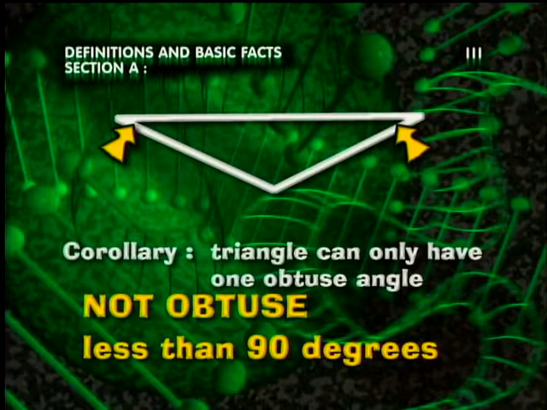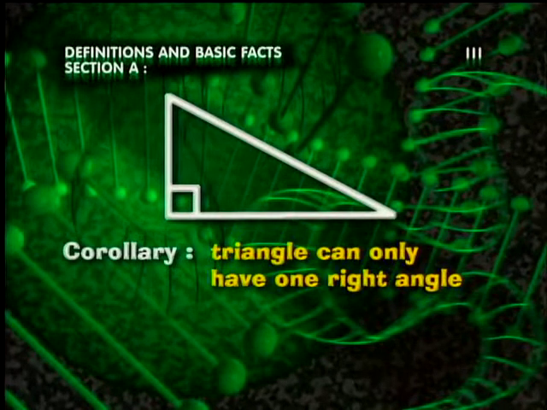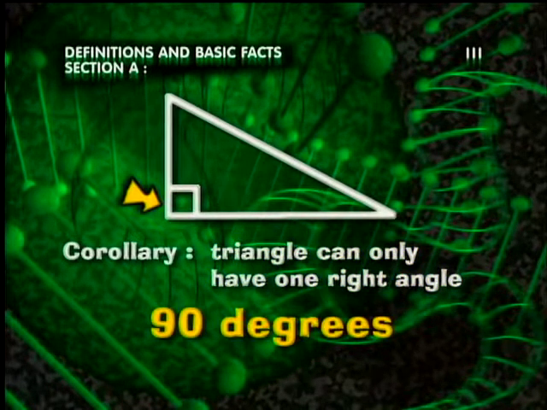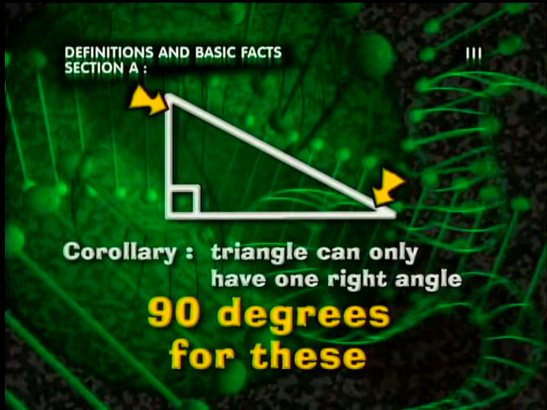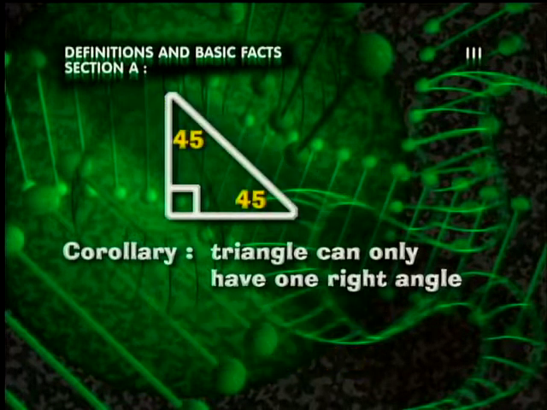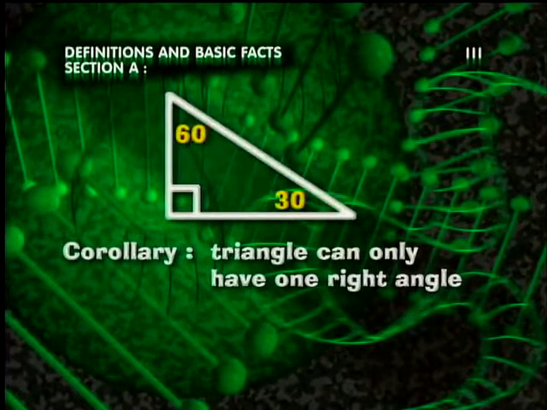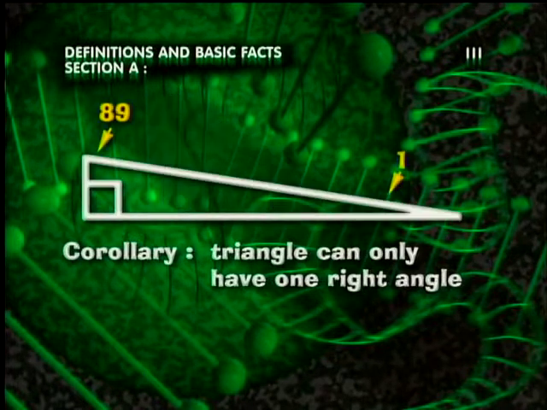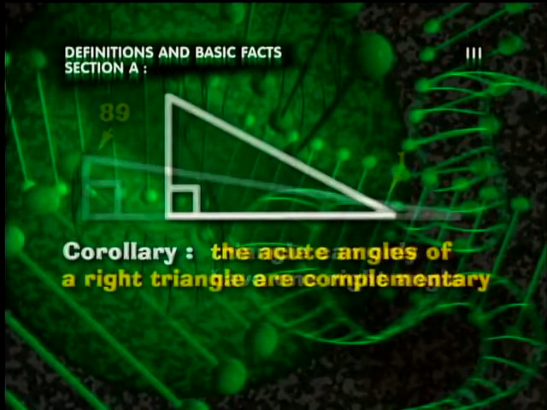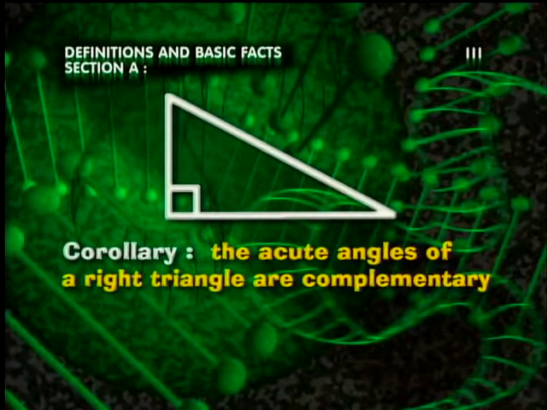How amazing is that? Our next corollary is, a triangle can have only one right angle. If we have 90 of the 180 degrees accounted for by a right angle, we have exactly 90 degrees for our other two angles. So, the others could be 45 and 45 degrees, 60 and 30 degrees, or even 89 and 1 degrees. But there can only be one right angle. Welcome to Planet Amazing. Our last corollary is, the acute angles of a right triangle are complementary.